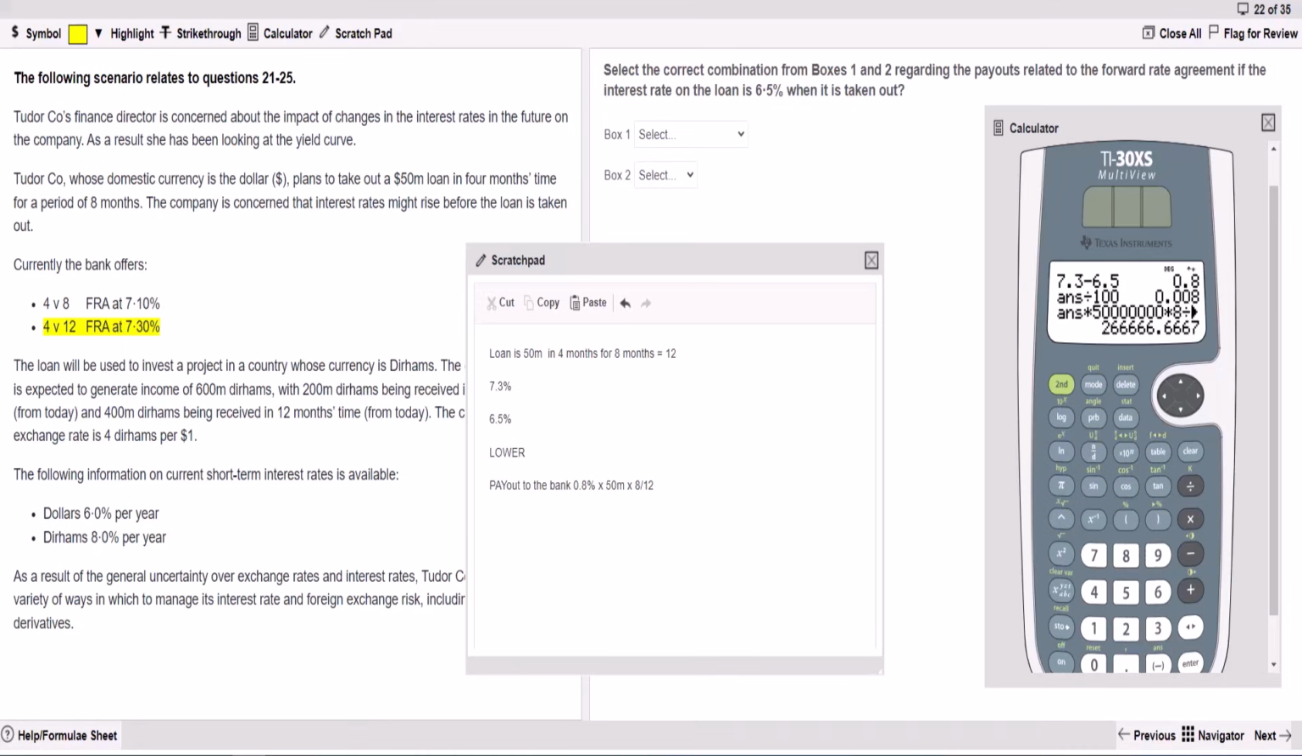And the answer is 266,667. So when we select the box, remember it's going to be Tudor pays the bank, and it's 266,667. The distractors there are the 200 if you'd used the other FRA, and the 400 is if you didn't pro rata the interest rate for 8 months. You kept it at 12 months.